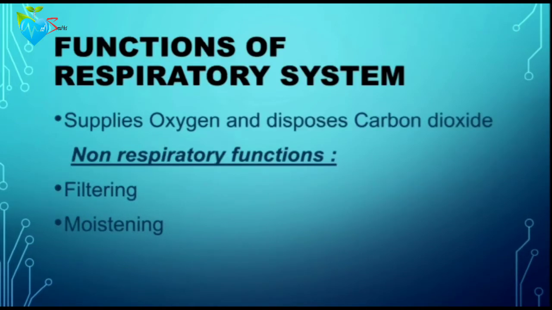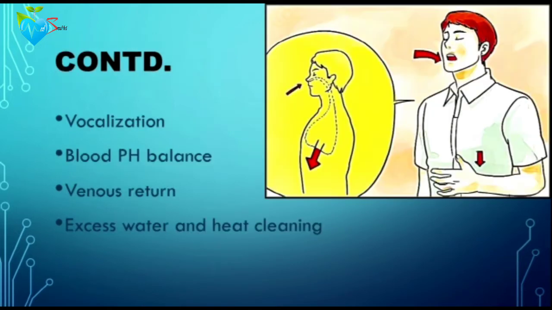The functions of the respiratory system are numerous and also important for our body. It supplies the body with oxygen and disposes of carbon dioxide. There are also some non-respiratory functions of the respiratory system, like filtering inspired air, moistening inspired air, vocalization, then control of blood pH, enhancing venous return, and clearing the body of excess water and heat.